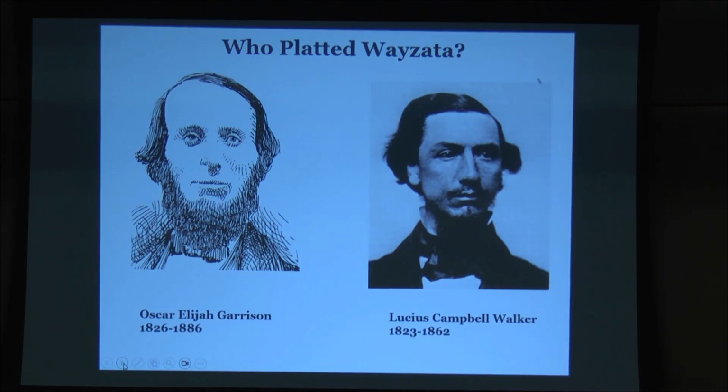Well, let's talk about Wayzata. What was happening here? Who first found Wayzata and started to plat it and create a community? The first 2 people to arrive to Wayzata, the first one is the gentleman on the left. His name is Oscar Elijah Garrison, and he arrives in about 1853. And he builds a tamarack cabin down on Lake Street, approximately where Joanie's and Talbot's is today. So that's kind of the location of his cabin.